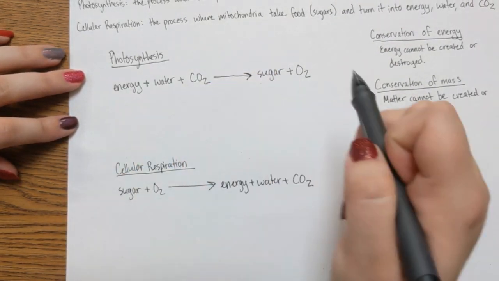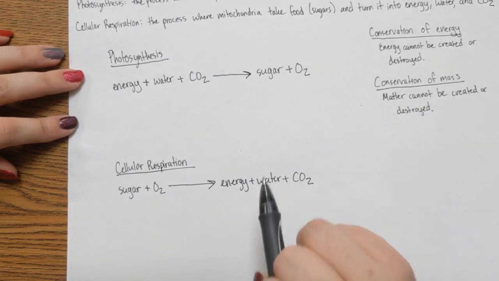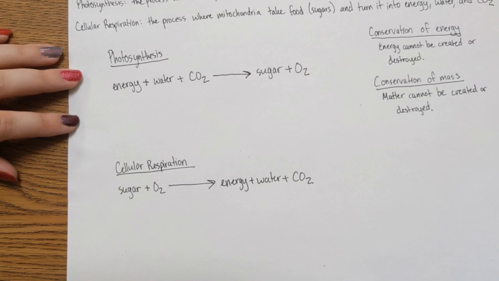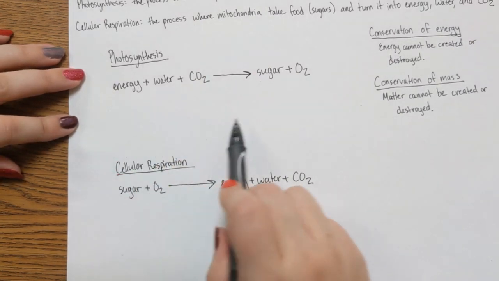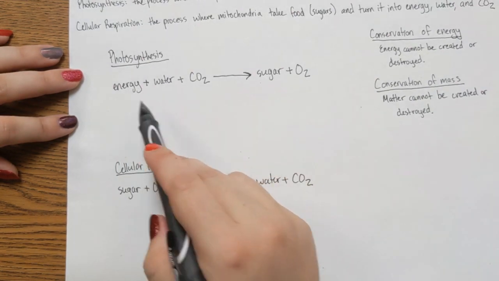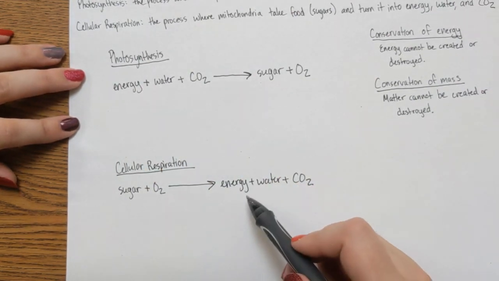CO2, that is a chemical formula. O2, that is a chemical formula. But water and sugar also both have their own chemical formulas. Energy does not. Energy will basically be stored in here, and we don't have to necessarily worry about that, right? We know that energy goes into sugar, sugar comes out of energy.